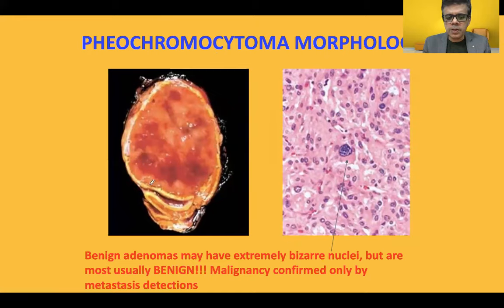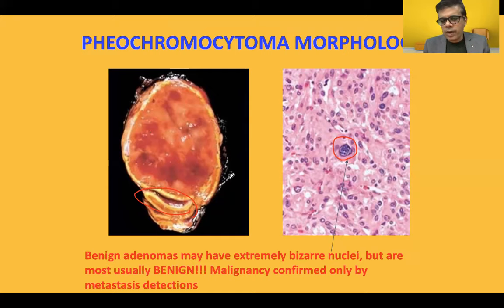Coming to the morphology, the tumor in this particular image is very large, encasing almost the entire adrenal gland, and a residual adrenal gland is seen at the bottom. This is an attenuated residual adrenal gland, but the majority of the adrenal gland is occupied by a large tumor which is entirely hemorrhagic. And here you can see some spindle to polygonal cells with eosinophilic cytoplasm, and nuclear atypia is also seen over here. Huge nuclei are seen over here.